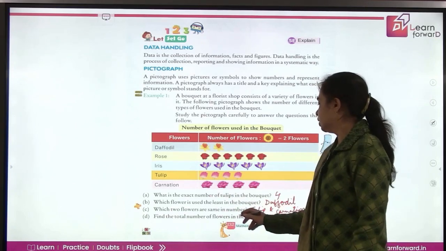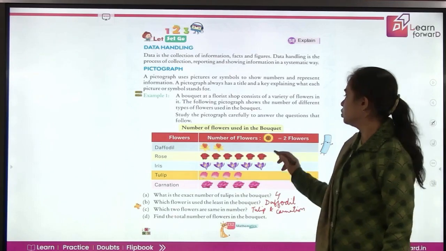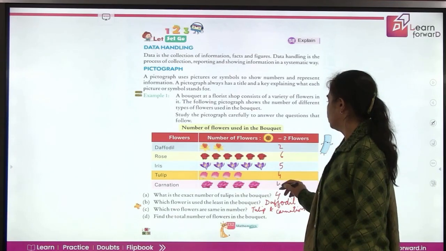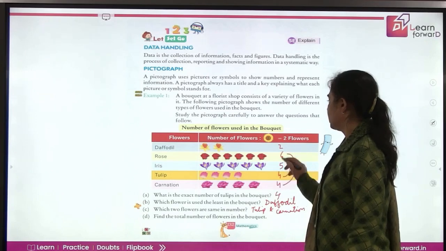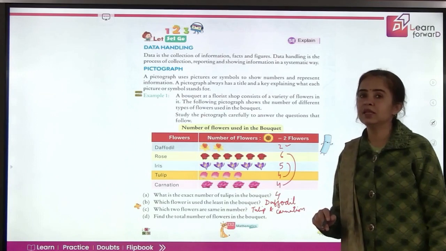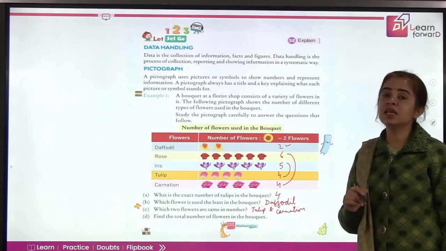Now find the total number of flowers in the bouquet. So you have 2 here, 6 here, 5 here, 4 and 4 here. So we get 10, 9, 19 and 2, 21. But we missed on one thing, children. There is always a scale in the pictogram.